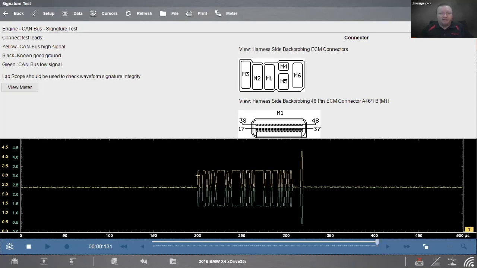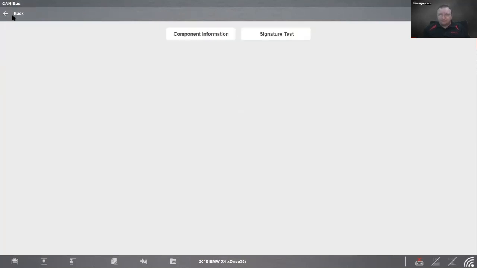Also note, I know I mentioned it before, but I'll mention it again: on many CAN buses, not all CAN buses, but on some CAN buses, you may see this extra large bit here at the end, and that is what they call an acknowledgement bit or an ACK bit. Therefore, it's an acknowledgement that it sent the data and that the receiving module received the data. So you will see an extra large spike at the end there as well.